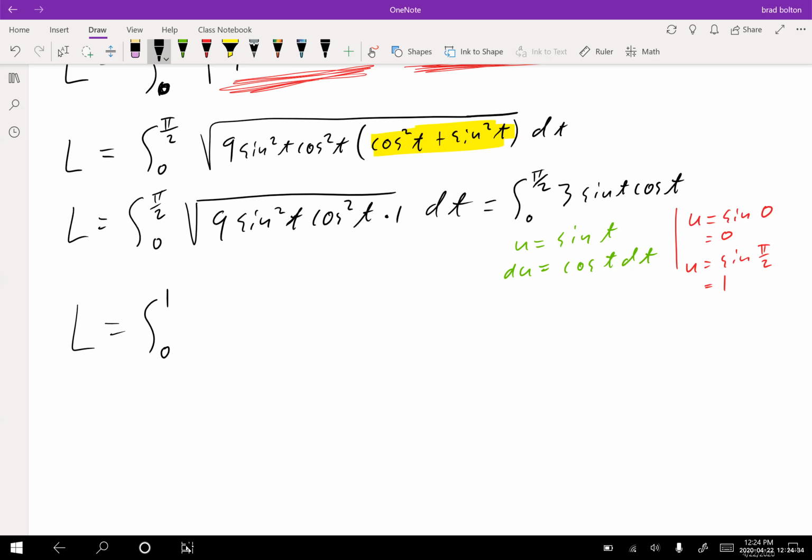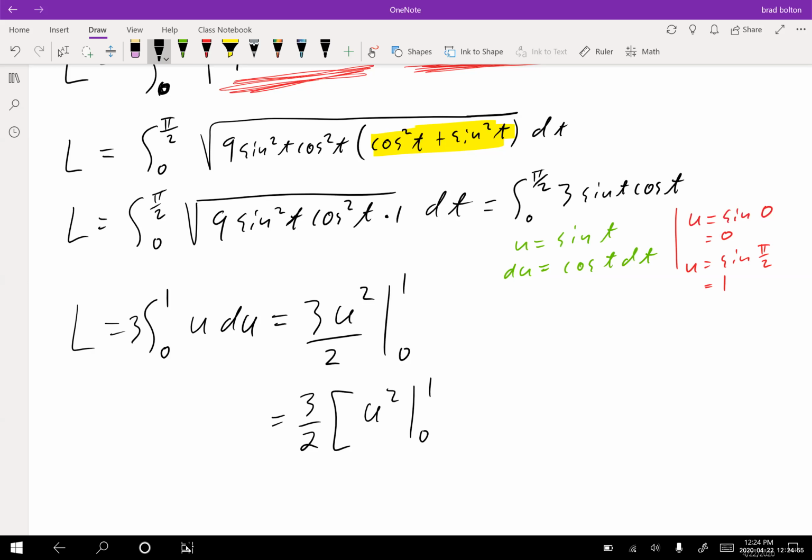And I'm going to pull the 3 out, and this becomes the integral of u du. Now that is going to be 3 times u squared over 2, 0 to 1. You know what? I can even clean this up better. Let's just do 3 halves u squared from 0 to 1. So this will be 3 halves times 1 minus 0, which is 3 halves. Okay, so we get 3 halves as our arc length.